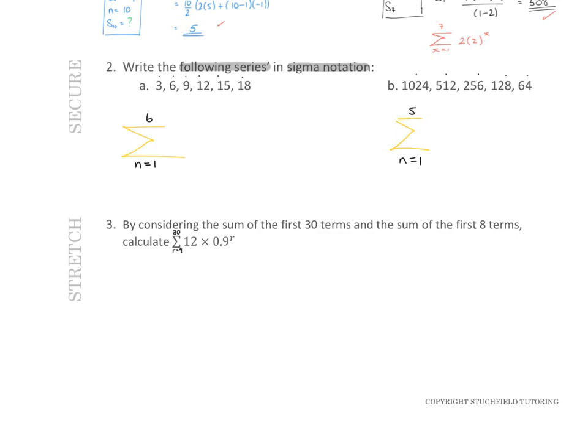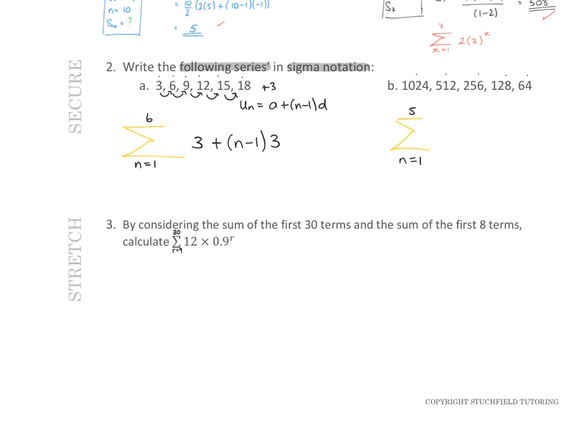Now, what I need to work out is the formula that's going to go inside my sigma notation. So this is an arithmetic progression. It's going up in 3s. So my formula is un equals a plus n minus 1 d, which we learned when we did arithmetic sequences. So a plus, and we can leave this as n minus 1, and then d is 3, and that is my general formula.